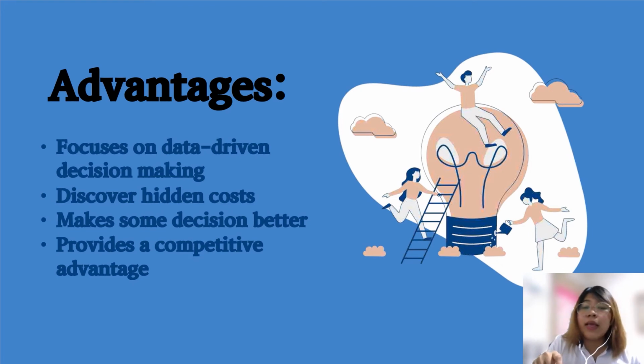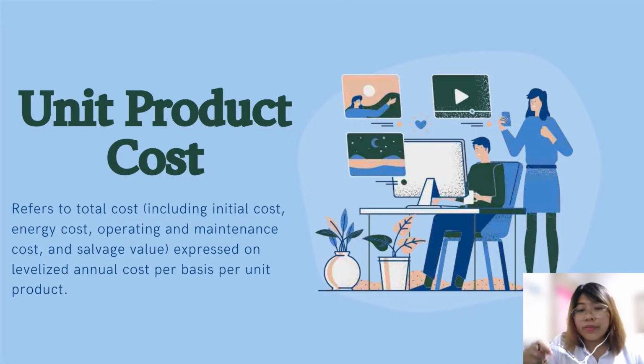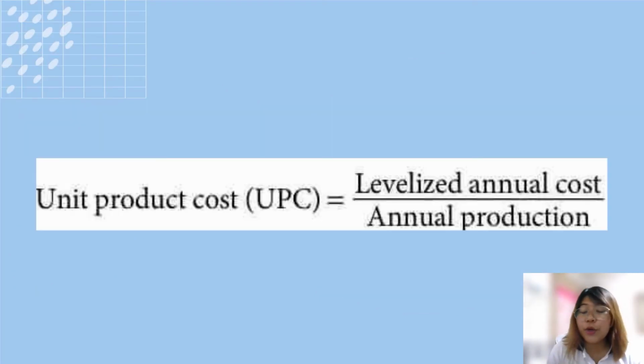And lastly is to provide a competitive advantage. And now we have the unit product cost. It refers to total cost including initial cost, energy cost, operating and maintenance cost, and salvage value expressed on levelized annual cost per basis per unit product. So unit product cost may be expressed in terms of levelized annual cost.